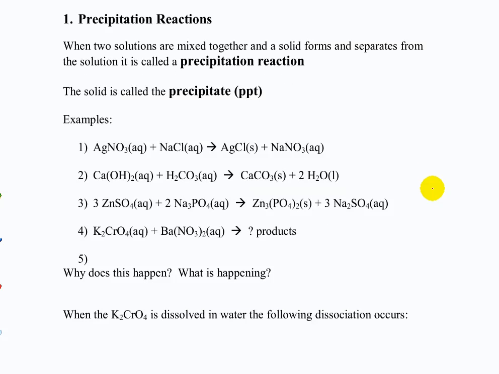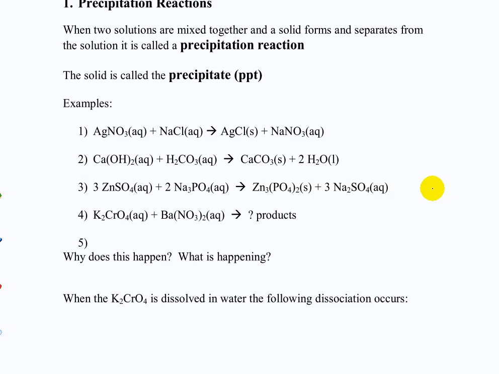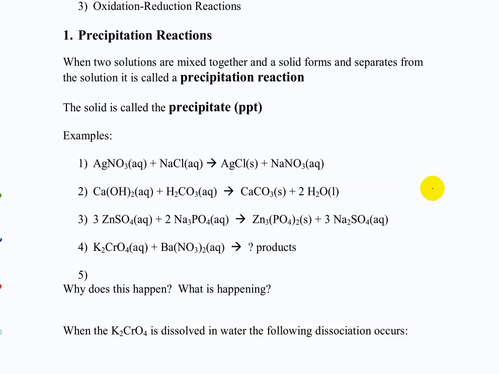So sometimes you mix some aqueous solutions and a solid forms. How that looks usually is just that it turns cloudy. A solution turns from clear, where you can see through it, to cloudy, where you can't see through it. Sometimes you actually see a solid fall to the bottom, but often it just gets cloudy because the pieces are very small. Here are some examples of that. You put in silver nitrate with sodium chloride, you form silver chloride and sodium nitrate. Silver chloride is a solid. It's not soluble in water, it precipitates out. Same thing with calcium hydroxide and carbonic acid. Zinc sulfate, sodium phosphate, forms zinc phosphate, a solid. We'll be doing this reaction next week, or the week after the exam.